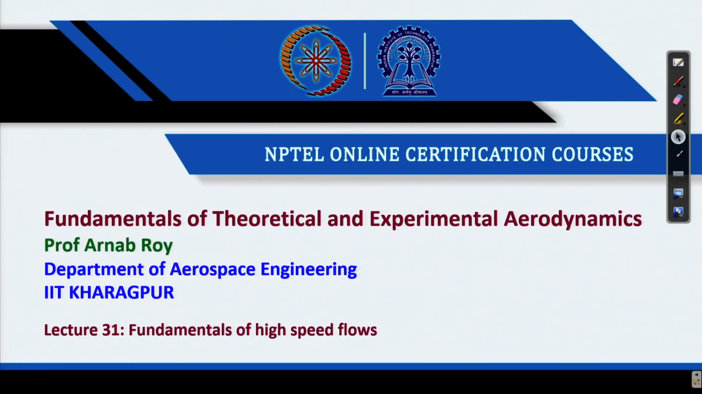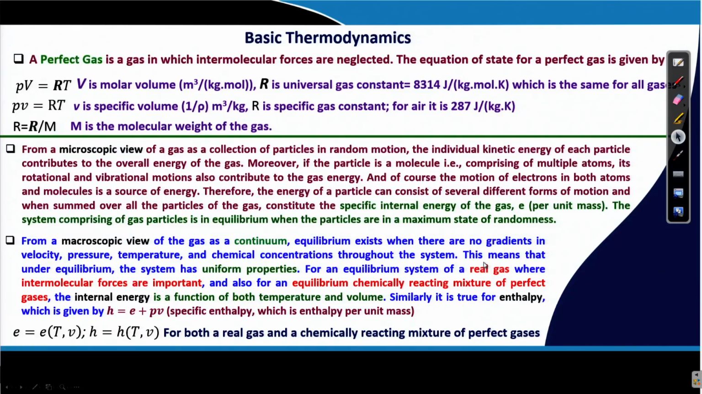In this lecture, we will discuss fundamentals of high speed flows. You may recall that we already discussed earlier that when we discuss high speed flows, thermodynamics becomes a very important issue, and therefore, we are beginning by discussing some basics of thermodynamics.